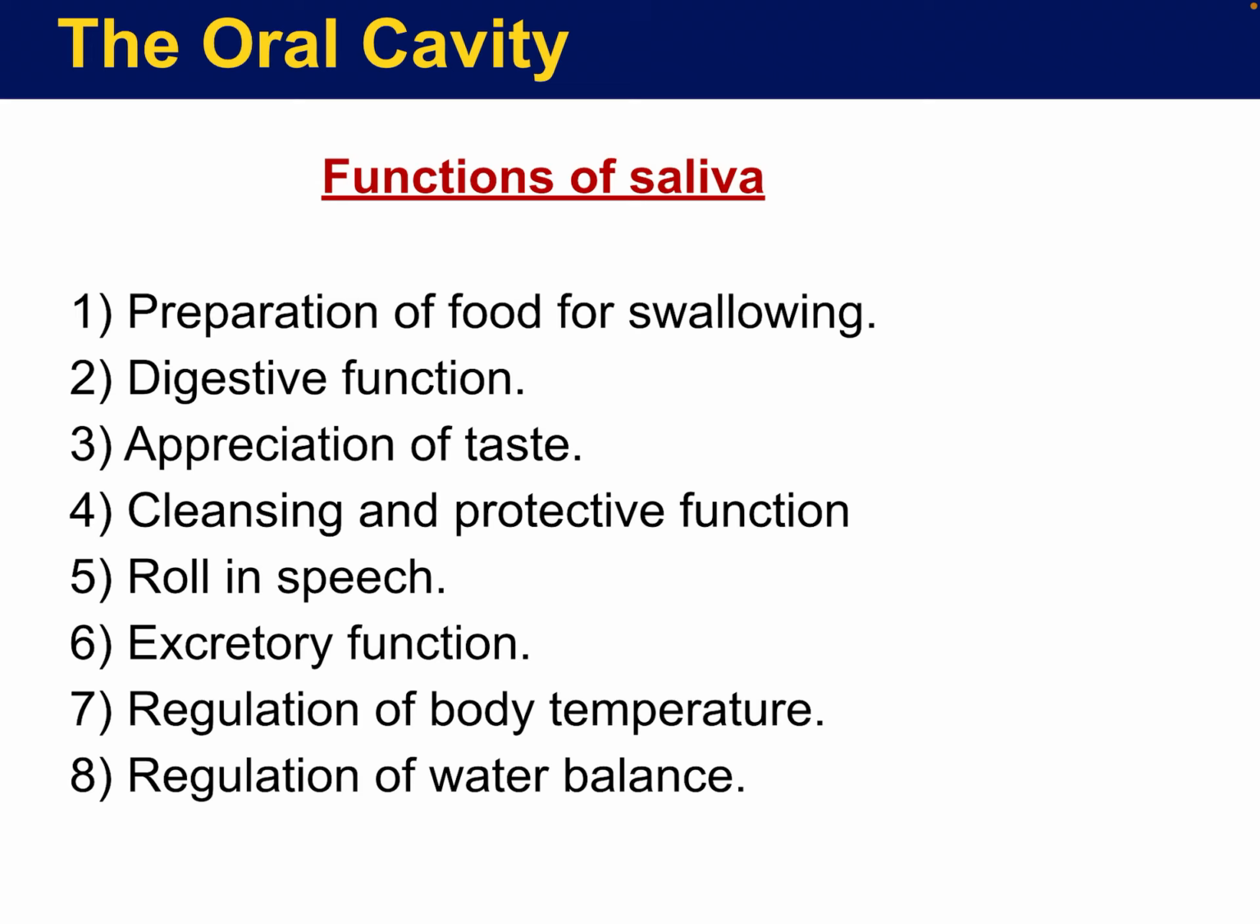And in certain conditions, some of the normal constituents of saliva are excreted in large quantities. For example, excess urea is excreted in saliva during nephritis and excess calcium is excreted during hyperparathyroidism. The next function is regulation of body temperature.